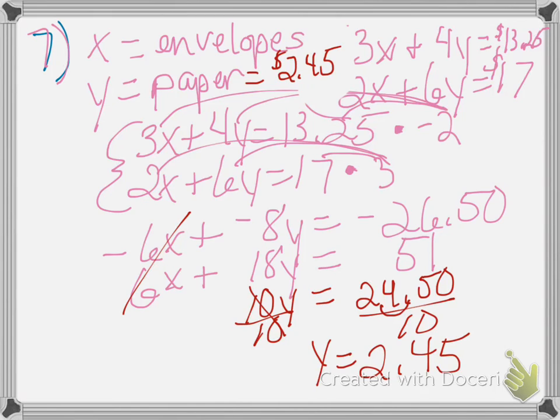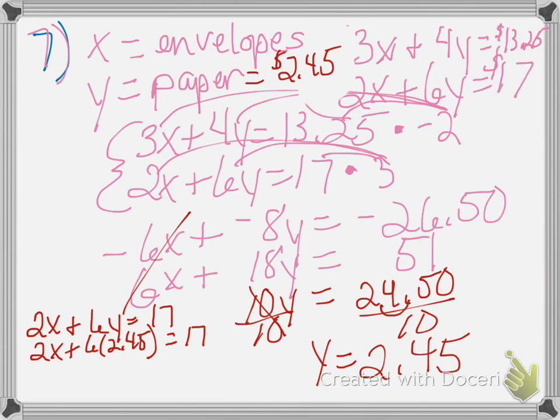Okay. All right, Elizabeth says she wants to plug that into 2x plus 6y equals 17. So 2x plus 6 times $2.45 equals 17. What does that give me? $14.70. Okay, I'm sorry. I didn't hear that. Okay. I'm going to subtract $14.70 from both sides.